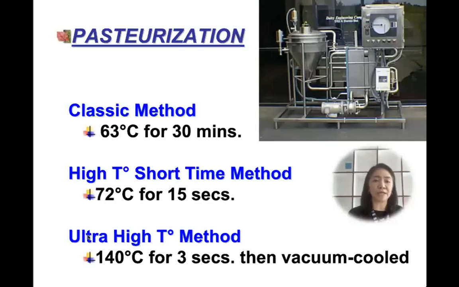Pero mas matindi itong ating UHT or ultra high temperature method, which would make use of 140 degrees Celsius. Oh, mas mataas pa kaysa sa autoclave natin. Pero 3 seconds lang naman. And then vacuum cooled yung ating material. Usually, if you are regularly buying milk, no? Yung naka-carton na milk, check ninyo, nakalagay talaga dun yung UHT, sterilized using the UHT method. So you'll know, dumaan yun sa ganitong temperature. Okay?